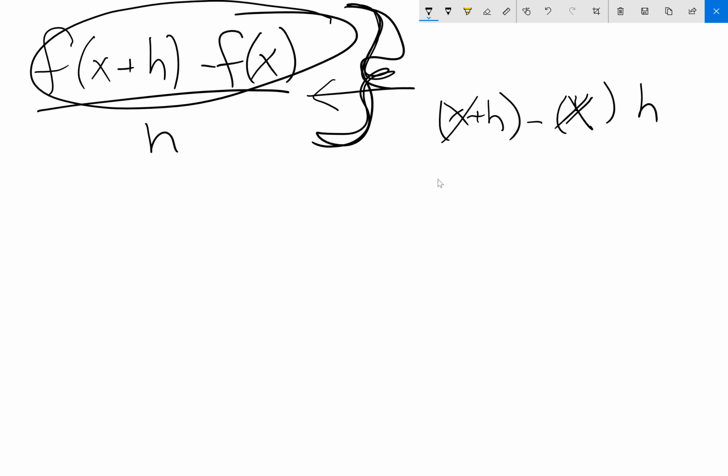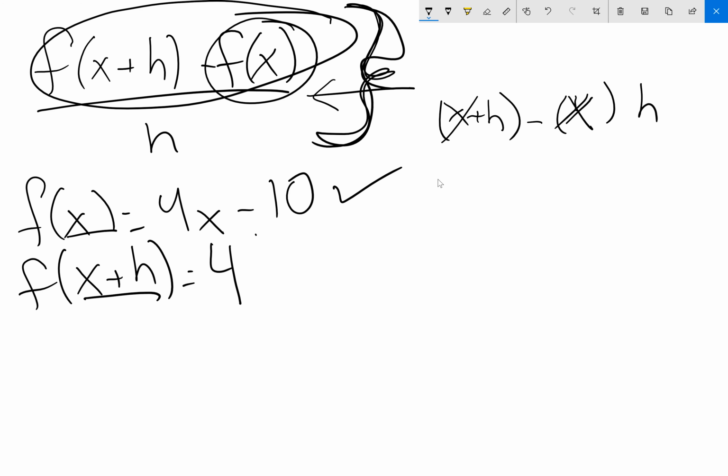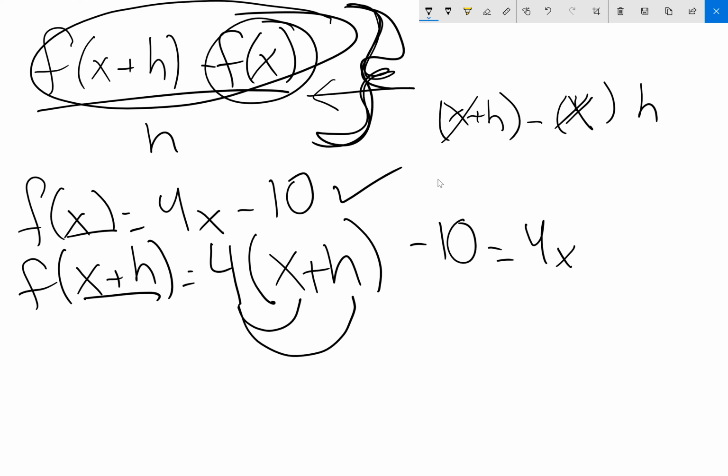Anyways, so for a, we have f of x equals 4x minus 10. So we already have our f of x. Now we need to find our f of x plus h. Wherever we see an x, we're going to plug in x plus h. So 4, I see an x, so I'm going to put an x plus h instead, minus 10. 4 times x is 4x. 4 times h is 4h. And then minus 10.